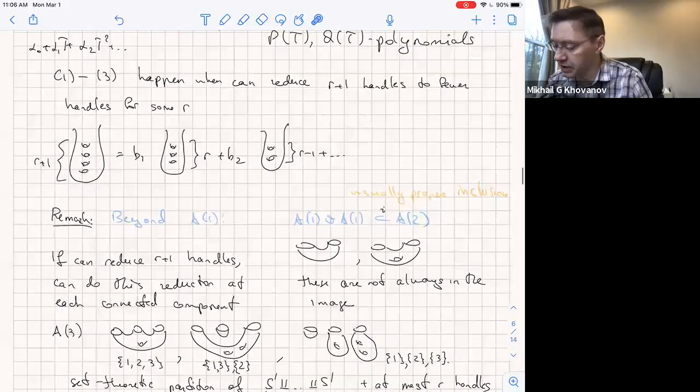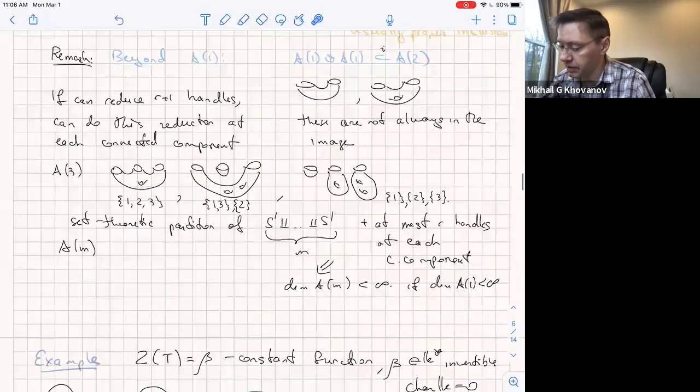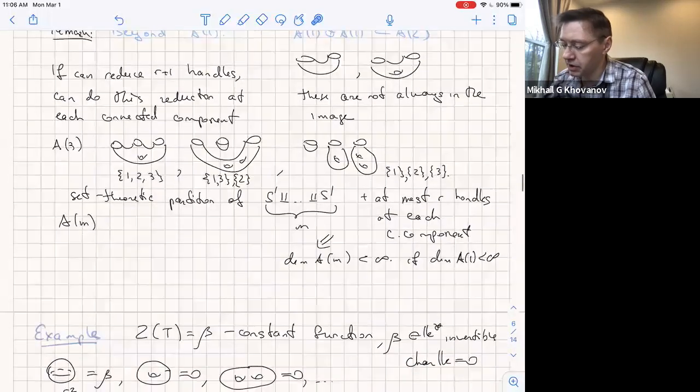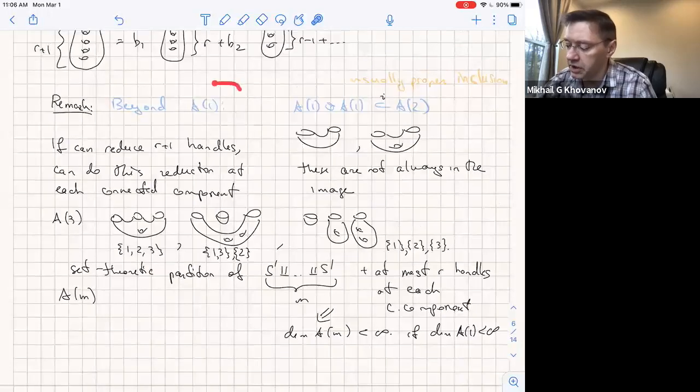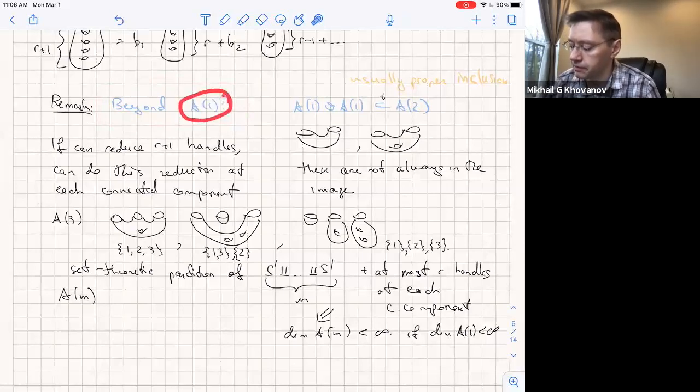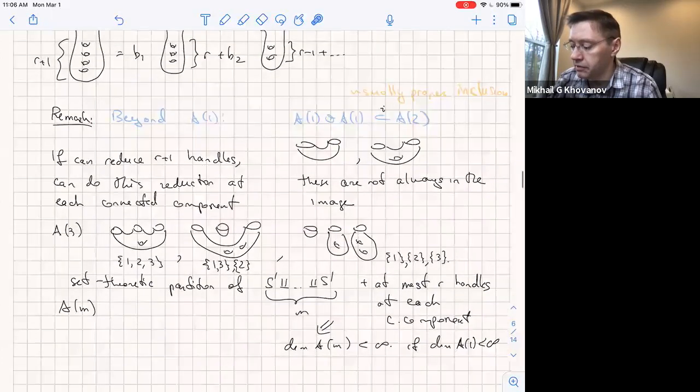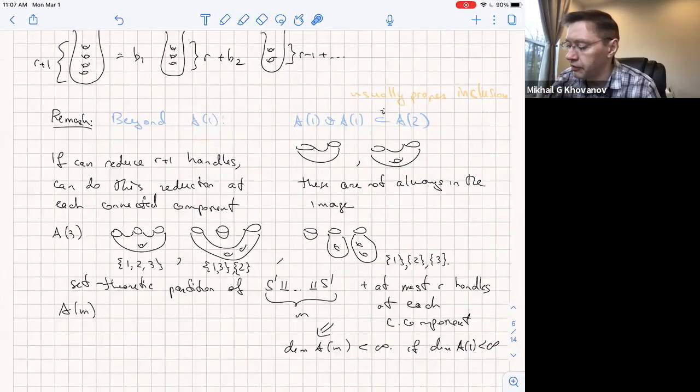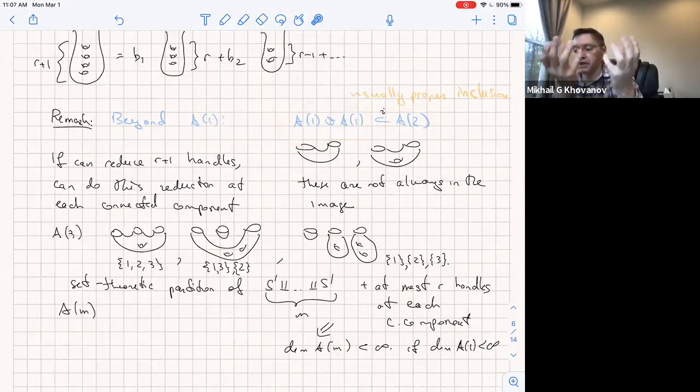Okay, I still want to get to an example, but let me first say the general case. What happens beyond a single circle, when you have a state space for 2 circles, for 3 circles, etc.? Beyond a single circle, when you have 2 circles, of course, you have the inclusion of the tensor product of 2 state spaces. For a circle, just put the surfaces next to each other, surfaces with boundaries S1 and S1, to get a surface with boundary S1 union S1.